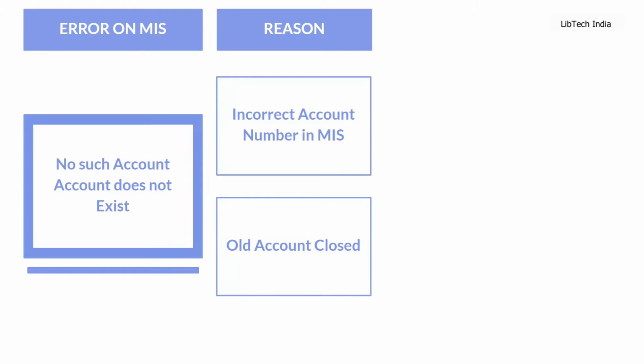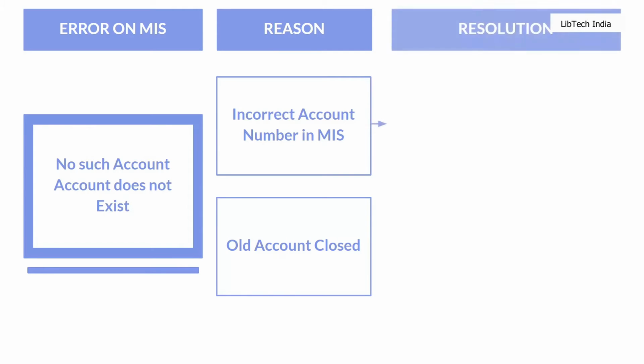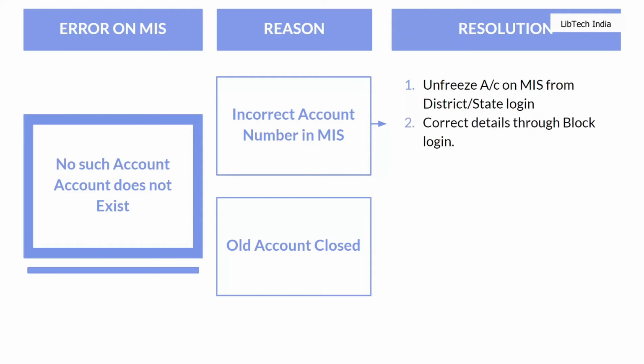In order to fix the first reason, the block level operator will need to first unfreeze the account on the MIS, re-enter correct details of the most recent operative bank account of the worker, freeze it on the MIS and wait for the changes to be updated. Then the FTO can be regenerated.